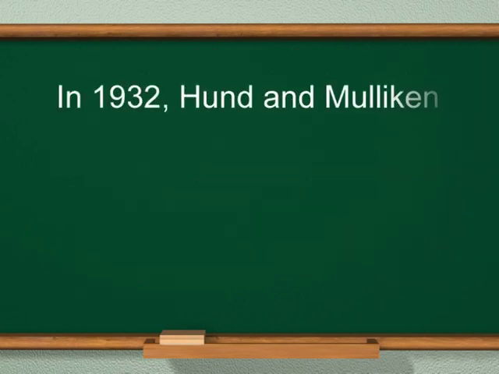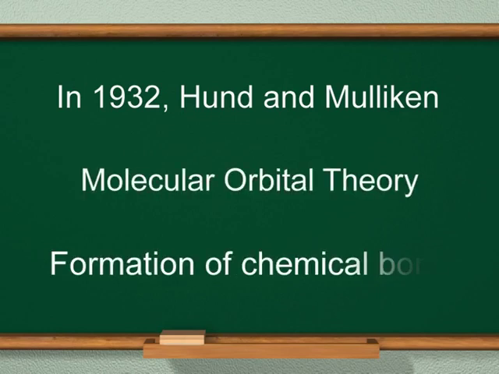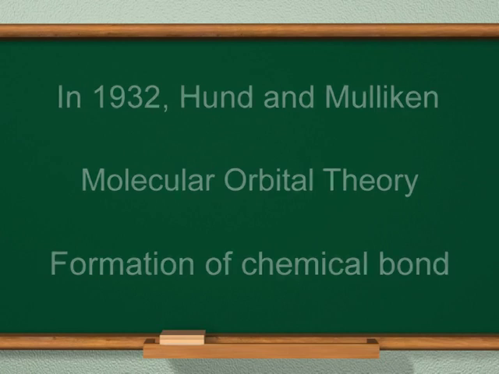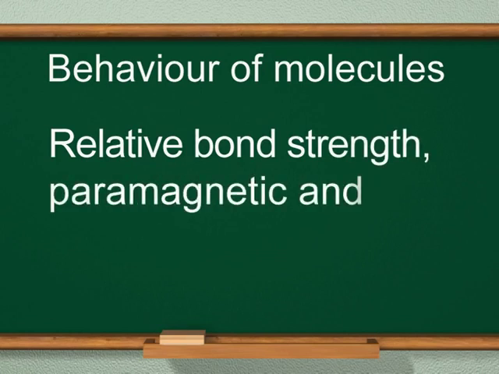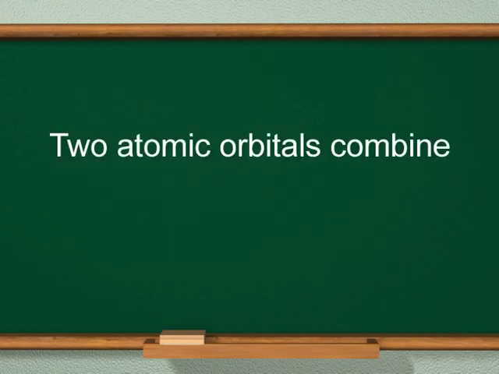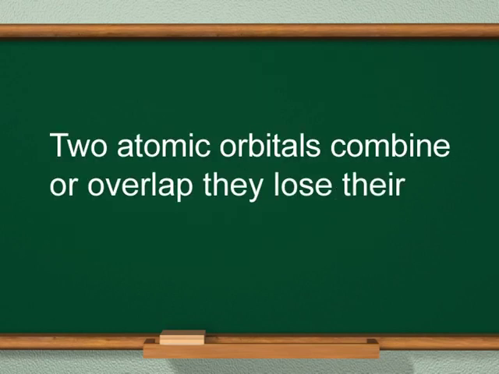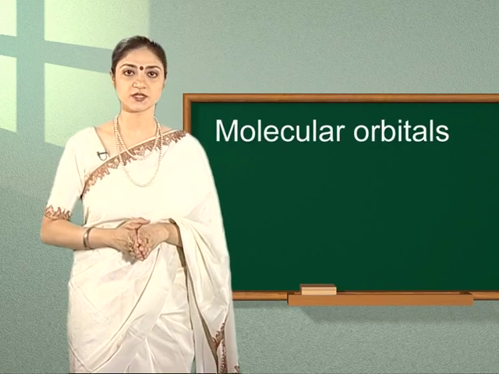In 1932, Hund and Mulliken proposed molecular orbital theory to explain the formation of chemical bond and the behavior of molecules like their relative bond strength, paramagnetic and diamagnetic nature. According to this theory, when two atomic orbitals combine or overlap, they lose their identity and form new orbitals. The new orbitals thus formed are called molecular orbitals.